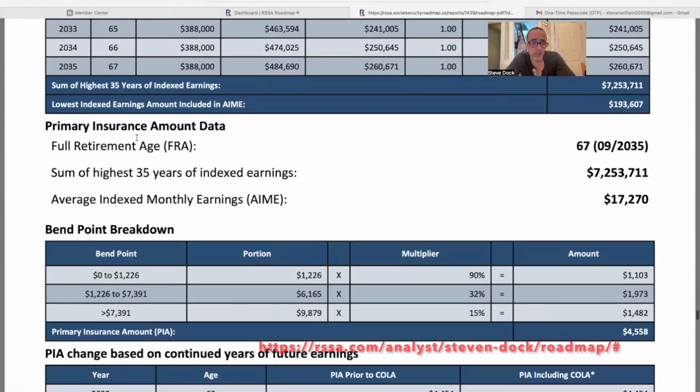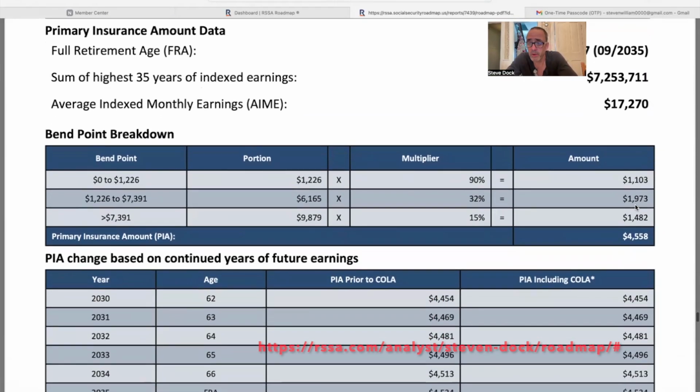You're going to get all the calculations for how that amount is calculated. So it looks like their earnings are indexed up to about 7.2 million, which gives them an average indexed monthly earning of 17,270, which I've talked about in other videos. And that is the number we're going to use to figure out their payment, right? And I think we've talked about this before. There's some portion of that payment that you get 90% of. So if you take that 17,270, you're going to get that full 90% of the 1226.